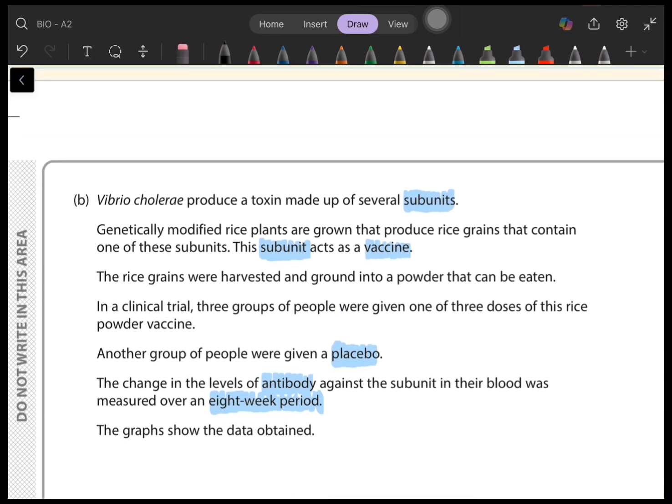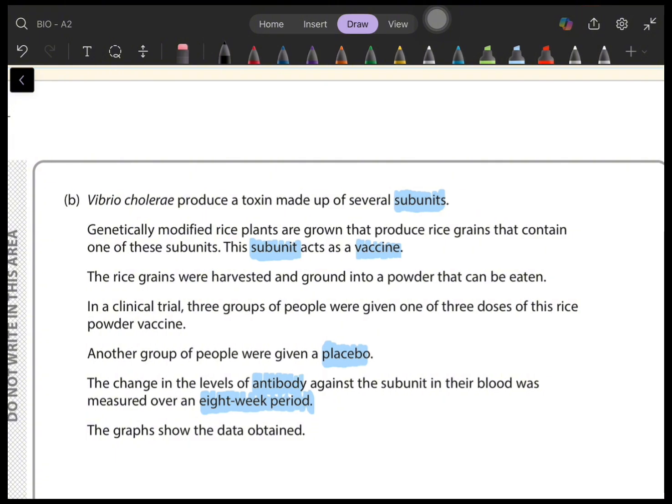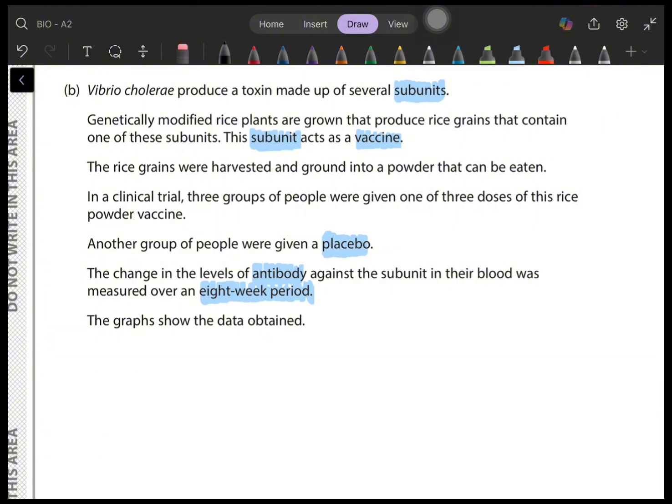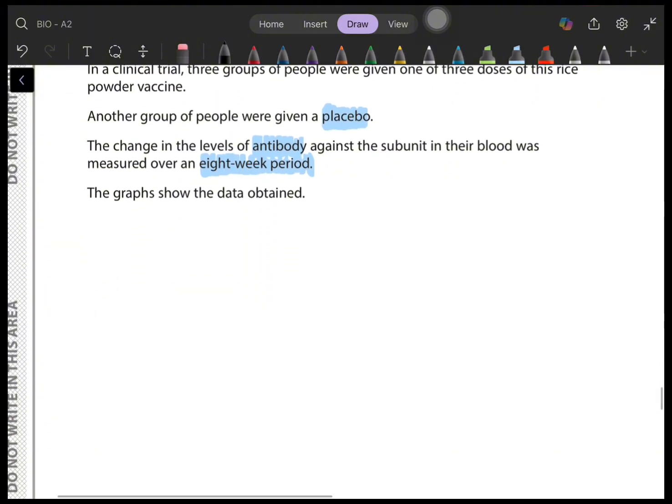Vibrio cholerae produce a toxin made up of several subunits. Okay, genetically modified rice plants are grown that produce rice grains that contain one of these subunits. These subunits can be used as a vaccine. Okay. The grains were harvested and ground into a powder that could be eaten. In a clinical trial, three groups of people were given one of three doses of this rice powder vaccine. Another group was given a placebo. Okay. The changes in the levels of antibody against the subunit in their blood were measured over an 8-week period, right?